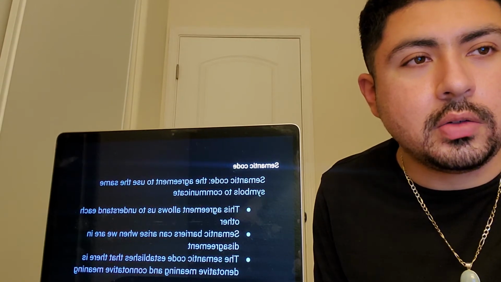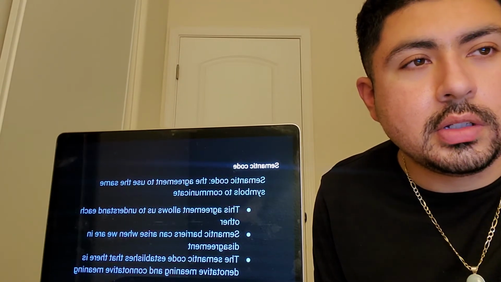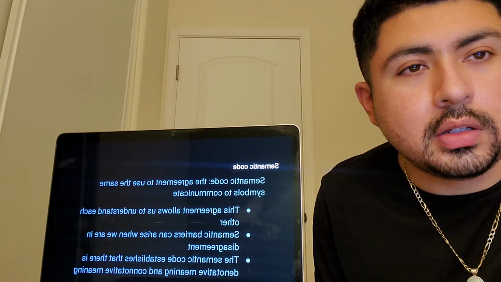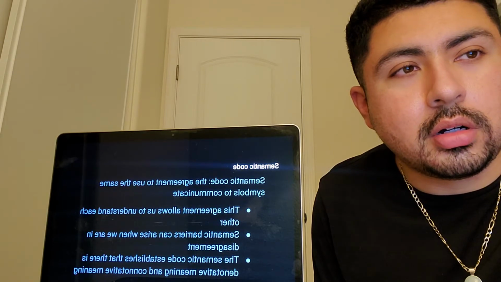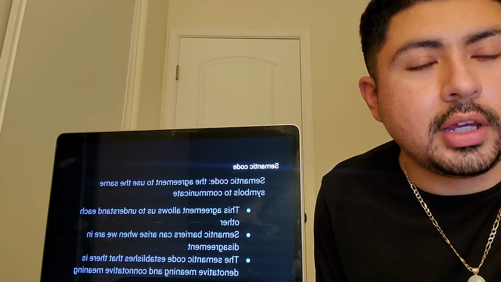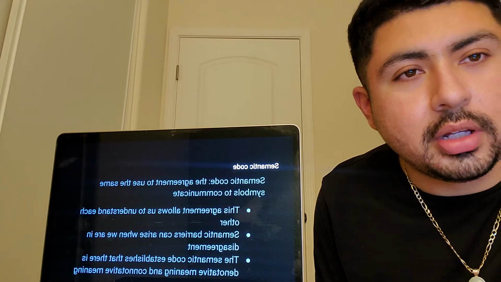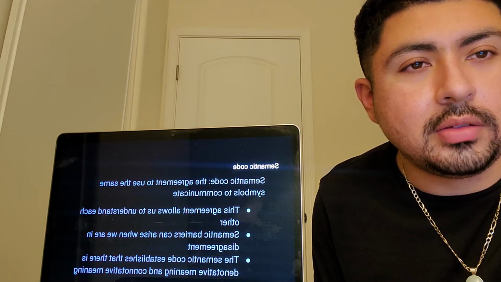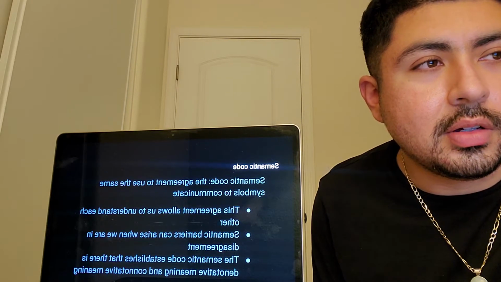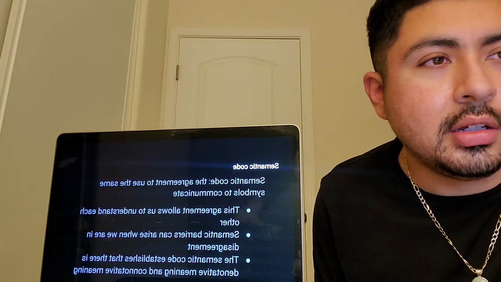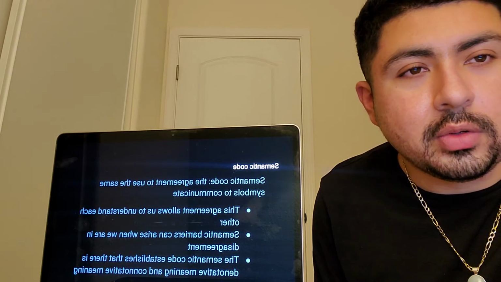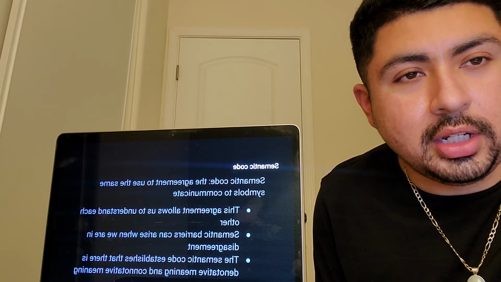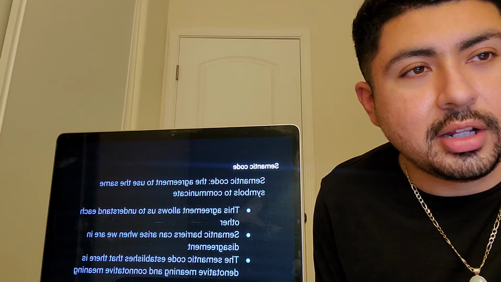So the semantic code, what is it? The semantic code is defined as the agreement to use the same symbols to communicate. So if I call a bar and I ask, how's the vibe at the bar today? And the worker replies, it's lit. Well, I could take this to mean two different ways. So I can take it with a connotative meaning, which means it's good and everyone is having a good time. Or I can take it with the denotative meaning and I could think the bar's on fire and I'll end up calling 911.